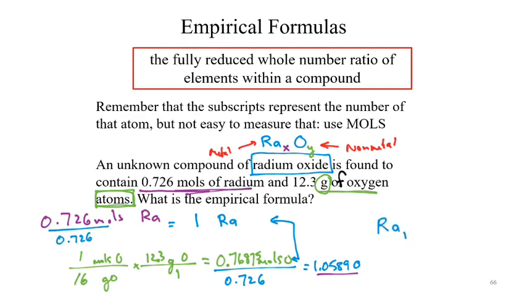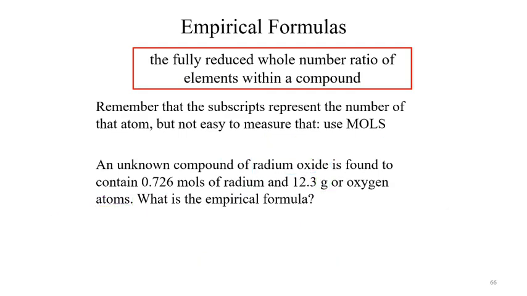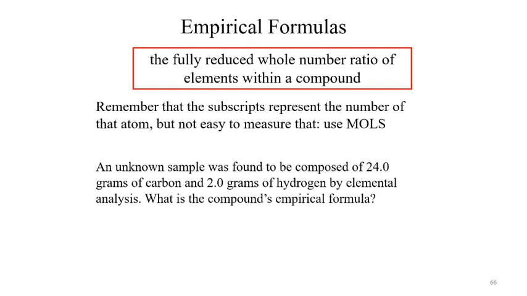Meaning our whopping answer becomes 1 radium, 1 oxygen. Okay, do we need the ones? Nope. And our empirical formula for this would be RaO. Okay, so what we're just trying to do is to get those into mole units and build a ratio. That's it. Okay, so what we've got here is a slightly more complex question. This one's a little bit better because it's carbon and hydrogen, so we are looking at nonmetals.